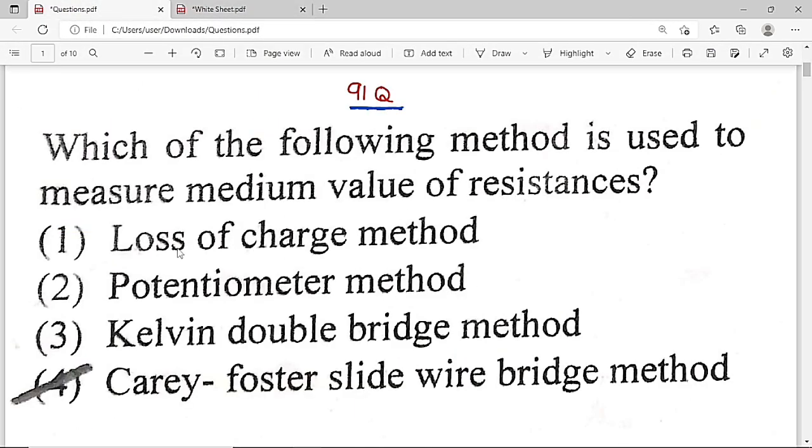Therefore we can say the loss of charge method is used to measure the high resistance, whereas the potentiometer method as well as the Kelvin double bridge method, these two methods, are used to measure the low resistance, whereas the Carey-Foster-Slidewire bridge method is used to measure the medium resistance. So this is the correct solution of this question.